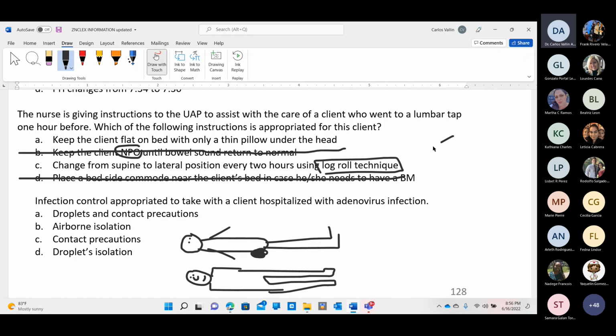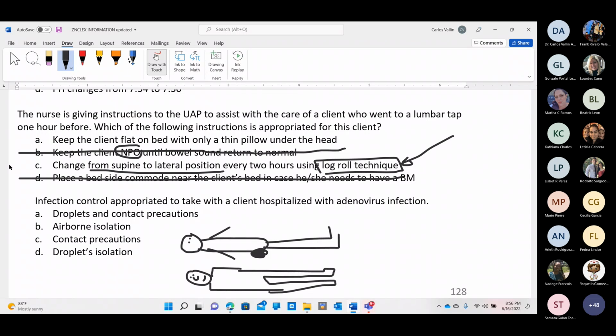Because the log roll technique is the technique to avoid twisting the spine in any surgery, in any fracture, in any procedure that has to do with the spine. Okay? So I support that the patient cannot be more than 2 hours supine. They need to be changed to lateral position, and the log roll technique is correct.